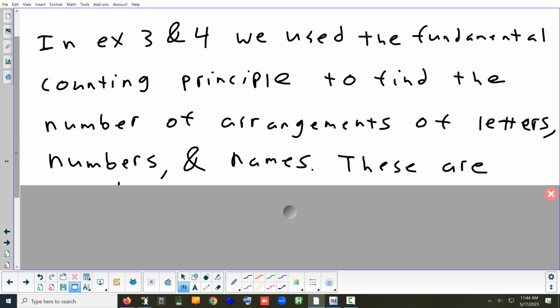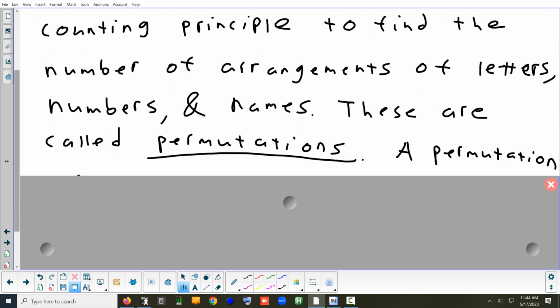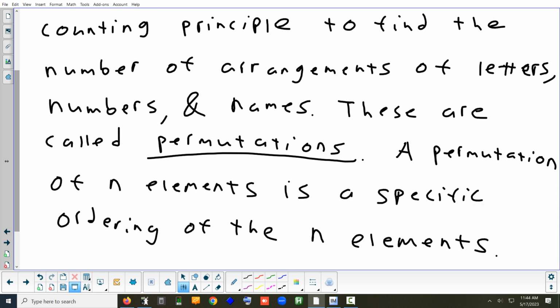So in both of those examples, we were able to use that principle I showed you by multiplying together numbers to figure out how many ways we could arrange things, whether we're arranging letters and numbers for a license plate or arranging names in a list of top 8 finishers. Those types of things are called permutations. A permutation is where the order is important. A specific ordering of elements is called a permutation.